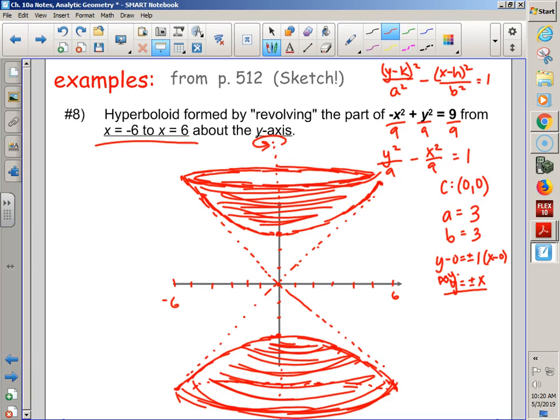Oh, what's his name? Two sheet, because it was revolved about the transverse. Yeah, you're right. It was 2 sheet, singular. A 2 sheet hyperboloid.